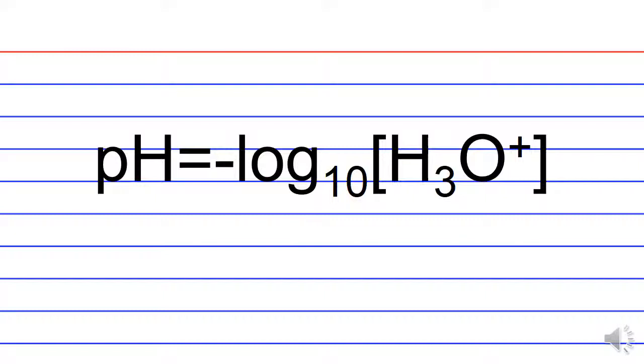So pH, again, here goes that negative log base 10 of the hydronium ion concentration. And notice that the formula for pKa is the same thing as pH. The only thing that differs is what you're looking at, the molecule, the concentration that you're trying to find the exponent for.